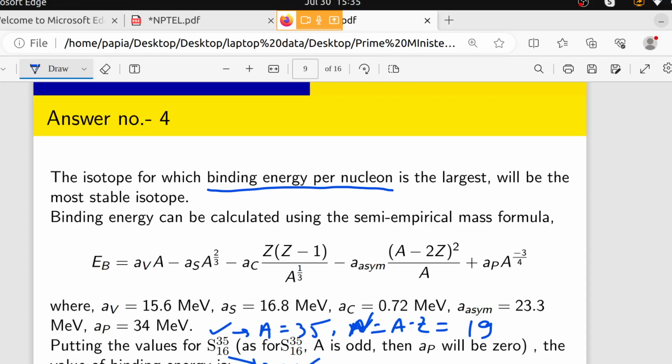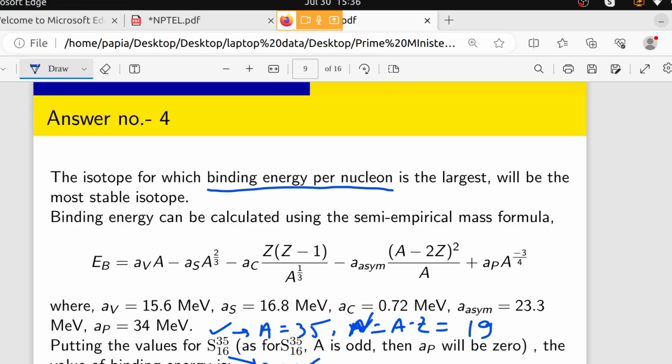So putting the values for this one, one more thing is that we have to know what the AP value will be here. So there are some conditions for the pairing term. What is the condition for the pairing values? The pairing value has a significant value for different nuclei. That means if A is odd, then AP will be 0.